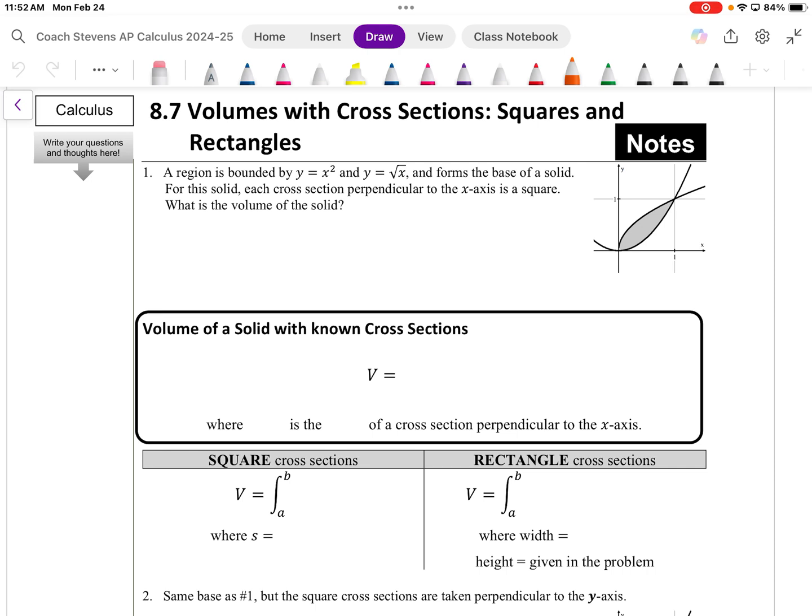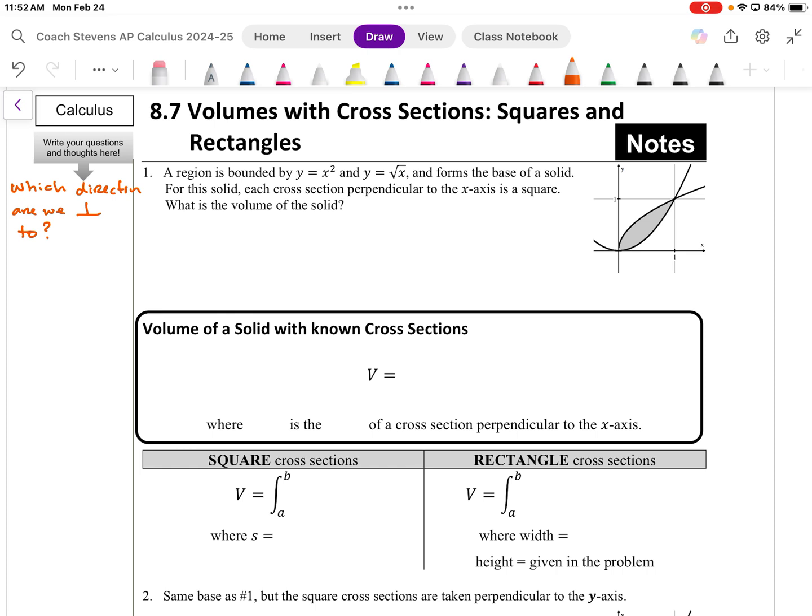So one thing you want to keep in mind as we get ready to start this problem is which direction are we perpendicular to? That's the first thing we've got to keep in mind. Are we perpendicular to the x-axis? Are we perpendicular to the y-axis? Because that dictates how we need to set up our formula. Which one are we perpendicular to?